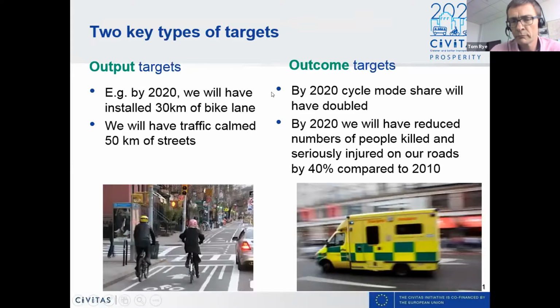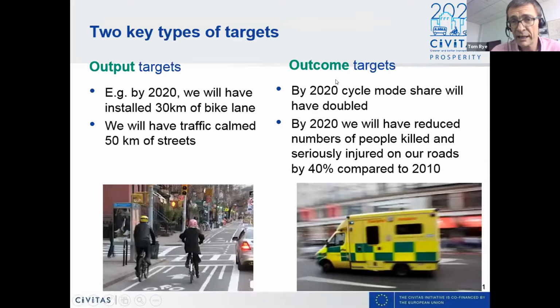The question might arise, well, how do we decide whether to have output targets or outcome targets? And that's partly down to judgment, and partly down to how much control you think you might have over the outcome target. So there are other things that will influence whether or not you're going to be able to achieve your cycle mode share target. So for example, the price of petrol. If petrol falls in price, that would probably influence cycle mode share because more people will drive. So the fact that you've installed 30 kilometers of bike lane becomes less relevant.